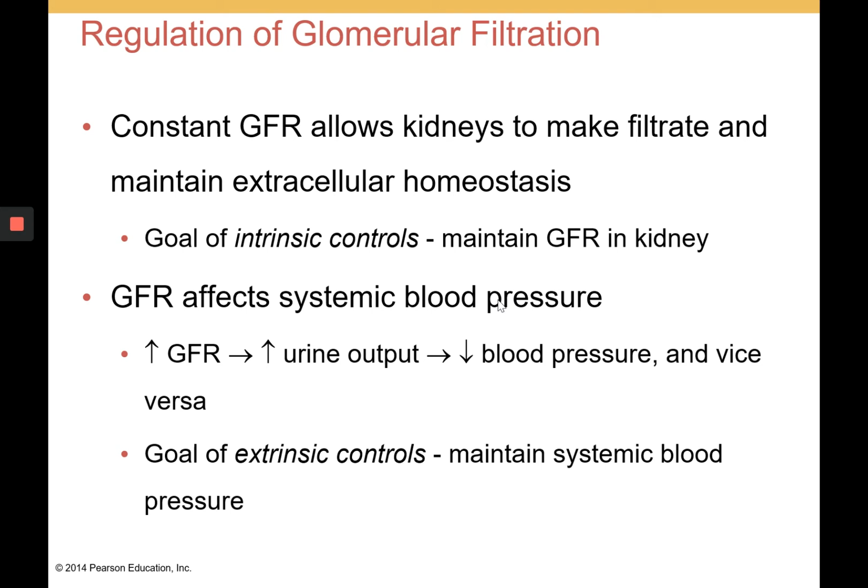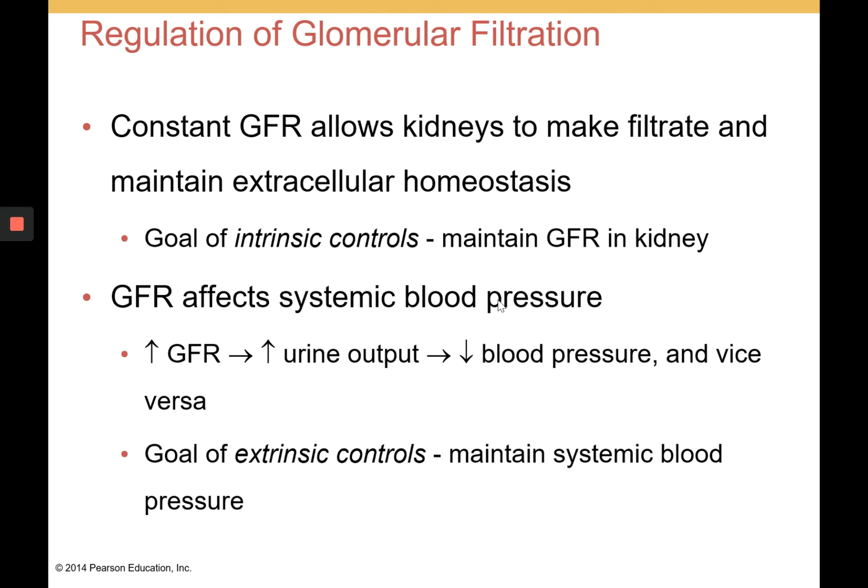The reason we want to do this is because if we see an increase in glomerular filtration rate, we see an increase in urine output. An increase in the amount of filtrate made per minute means there's more stuff in the tube, but less stuff is able to be reclaimed by the blood because the filtration rate is fast, so the stuff leaves the kidneys quickly. And that means if stuff's not in the blood, we've lowered blood pressure, and the vice versa will happen as well. So intrinsic controls will try to keep GFR pretty constant.